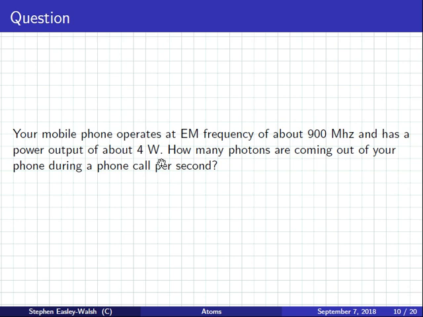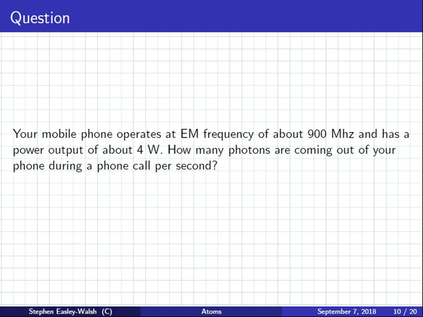Now, your phone, maybe mine is more like 4 watts. What I mean by 4 watts is not, obviously there's more energy coming out from the screen and all that. I'm just talking about the part that connects to the tower. So when you're on the phone, there's a wave connecting to the tower for the signal. And this wave is made up of photons, and the photons are moving out. And we want to know how many photons per second that is.